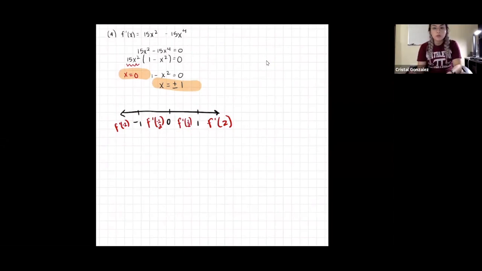And hopefully once you've tested them, you'll determine that here you get a negative, here you get positive, positive, and then a negative value again. So what does that tell us about our function? It tells us that here we're decreasing, here we're increasing, here we're increasing as well, and then here we're decreasing. So as you can tell, not all the time will a critical value make a jump from increasing to decreasing right away. It could be the case that it doesn't always happen.